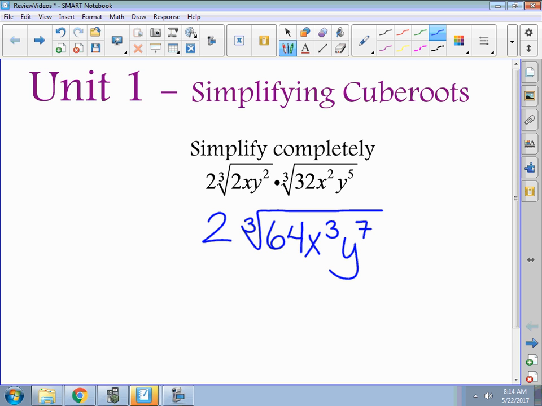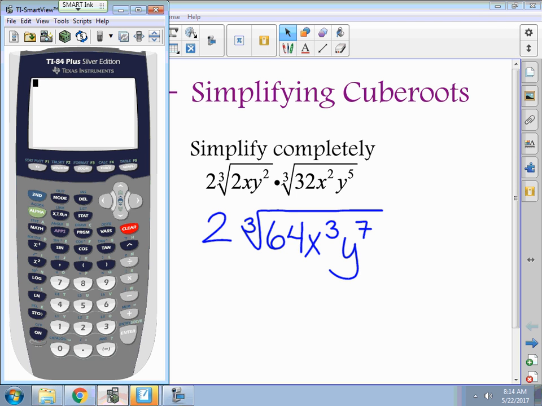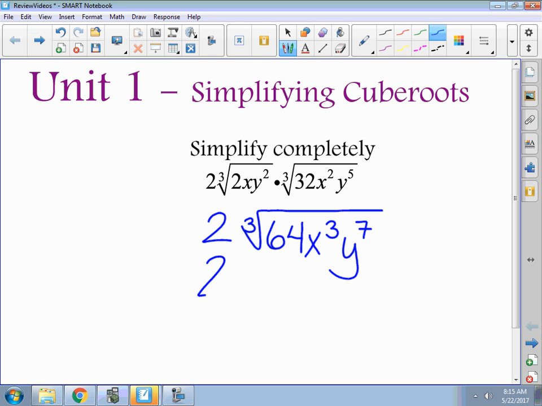Our next step is to break down numbers inside of the cube root. So if you remember, 64 is a perfect cube. If you're not sure, you can go into your calculator and hit math, choice 4, and we can take the cube root of 64 and see that it is in fact a perfect cube because we have no decimals. So I'm going to leave that as is and circle it because it's a perfect cube.